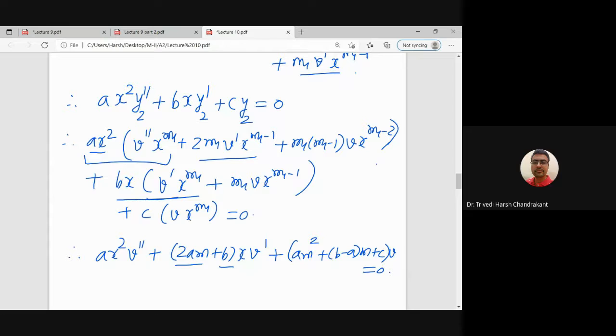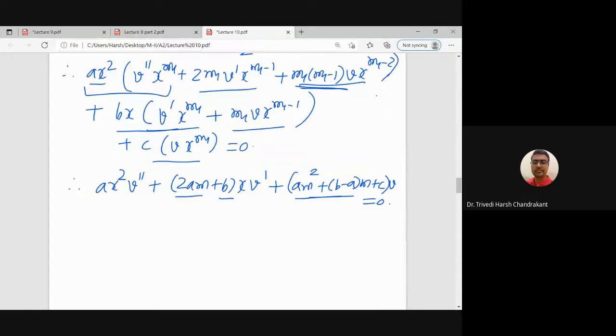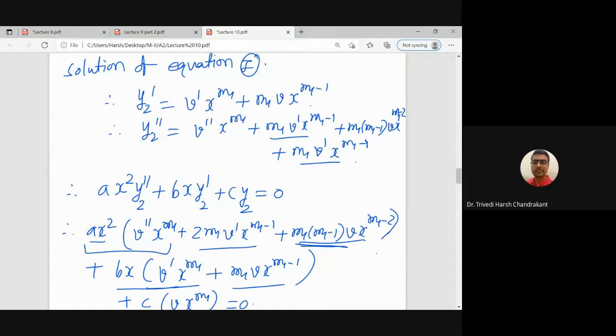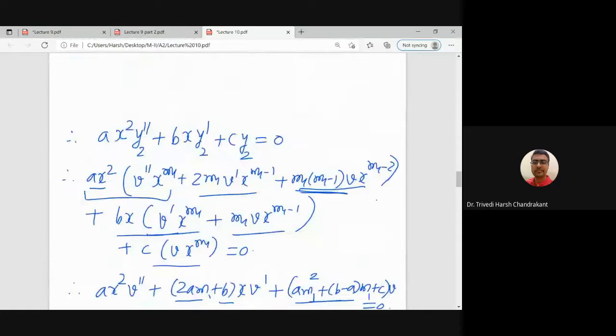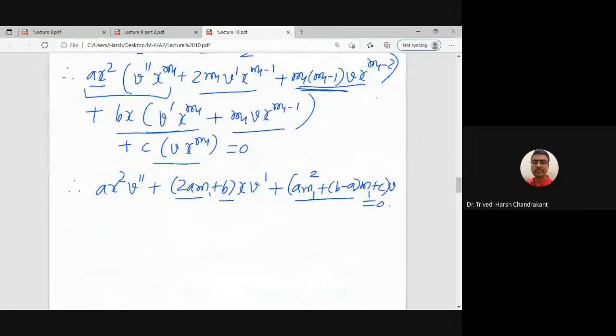We can see that this term we can separate as m1 square minus m1, and then we can easily see that the last term will become this one. So this term along with this as well as this, those three terms will give this polynomial. And we know that instead of m we have here m1, right? Did I write correctly? Yes, y2 is in terms of x^m1, correct?